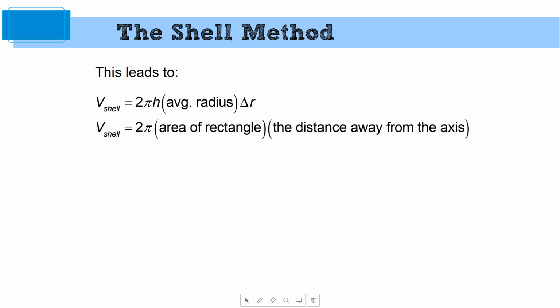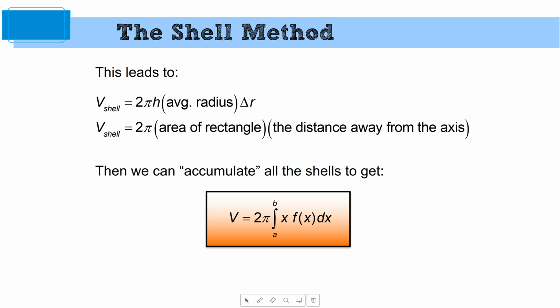For our purposes, we're going to take a different approach. We're going to do 2 pi times the area of the rectangle. Where did the area of the rectangle come from? It came from delta r times h, the thickness of the rectangle times the height of the rectangle. Average radius is the distance away from the axis of revolution, which we called r in that last picture. Good enough. Then you add all those up, because you can find the volume of one shell. You use the integral as an accumulator, and you get that.